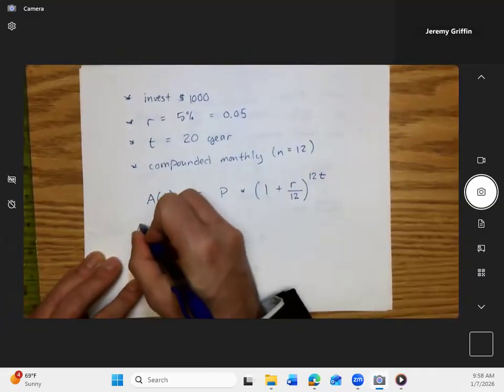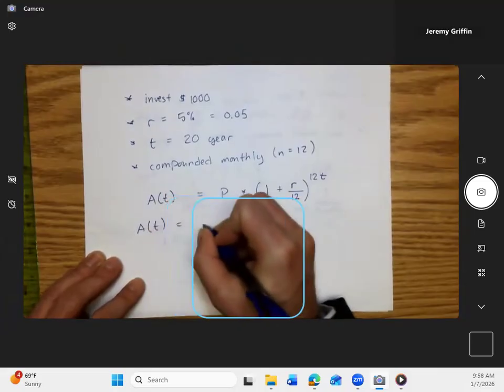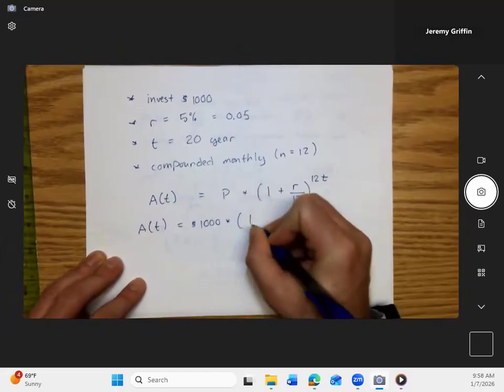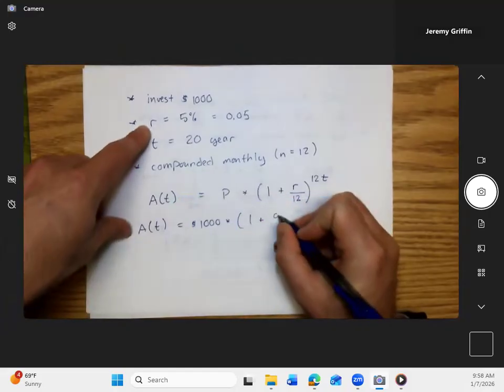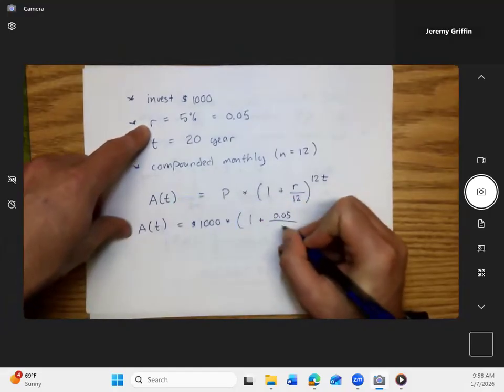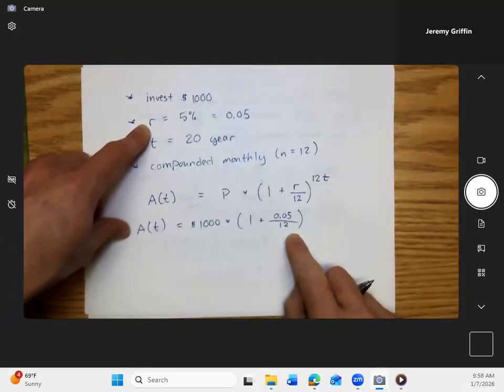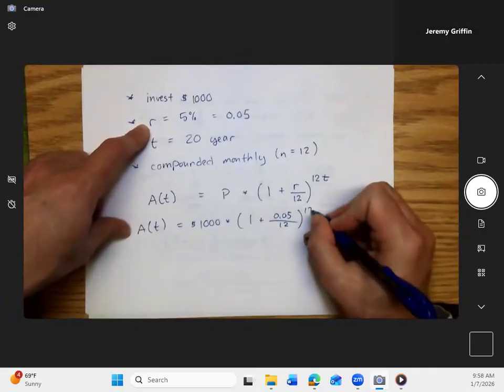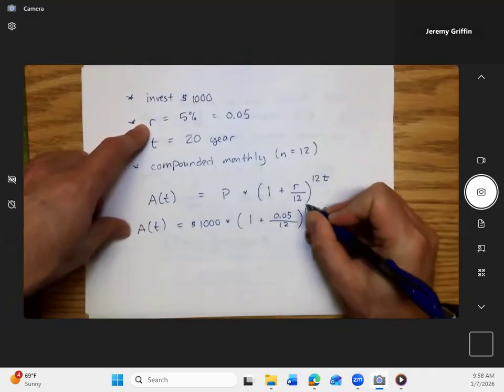Okay. So let's do it. So amount as a function of time. Let's take $1,000, put it into the account, 1 plus 0.05 over 12. Guys, notice why you divide by 12: it's not 1.05, it's just the 0.05 bit. And then 12 times 20 is the new exponent.